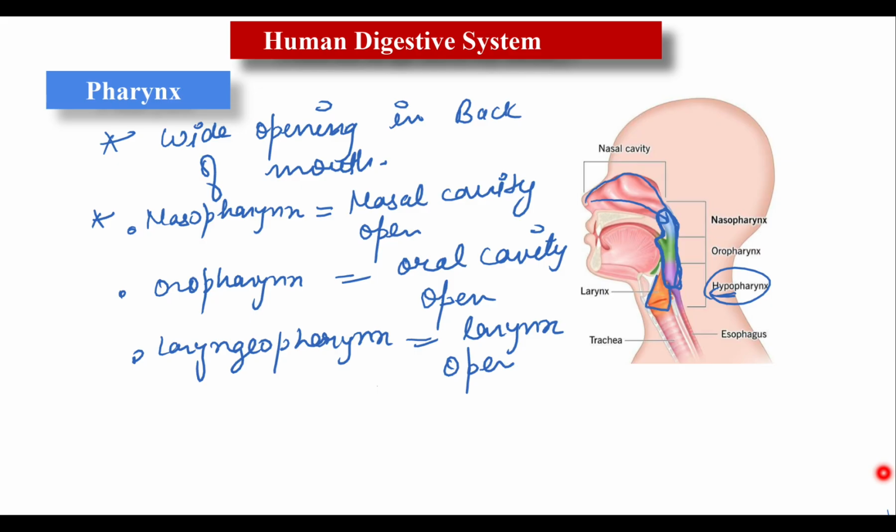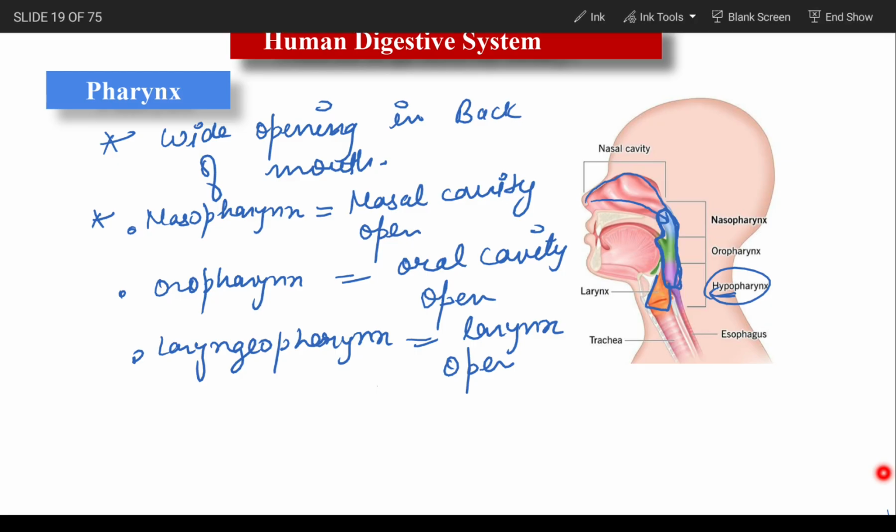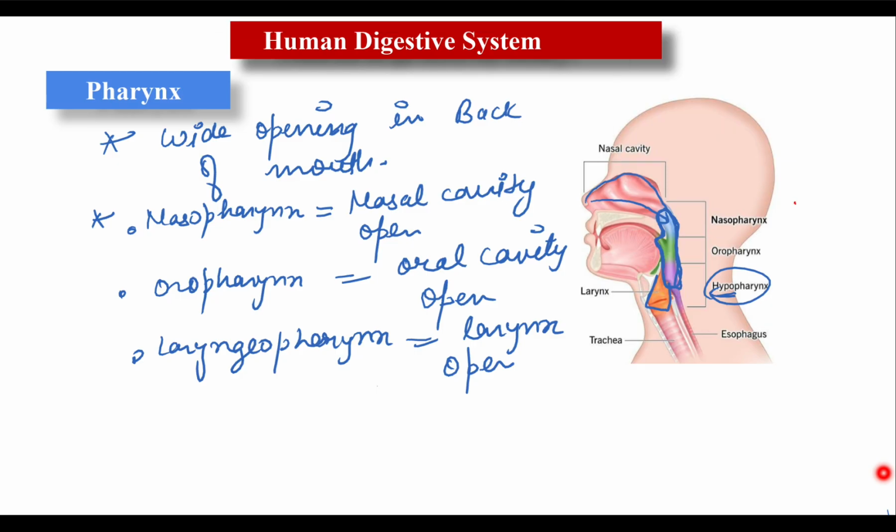Okay, the larynx part. We will discuss the larynx part later. Don't worry about it. We will discuss it in the breathing topic, when we discuss respiration. Okay. Now look at the diagram. Actually, there are two tubes also present in this diagram.